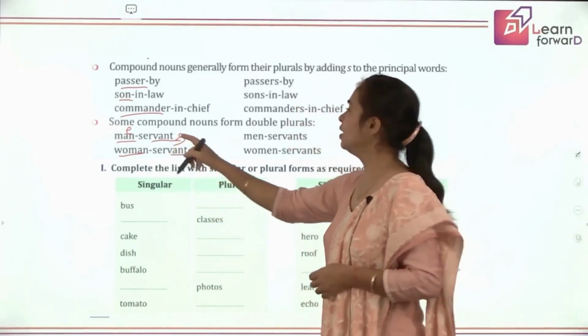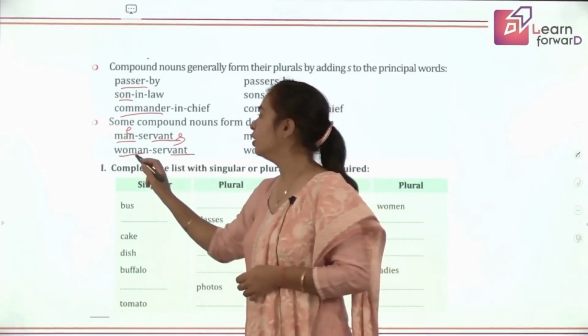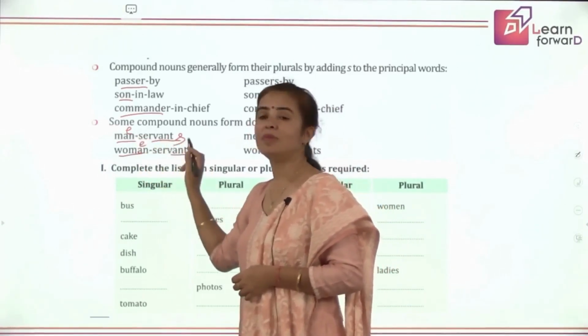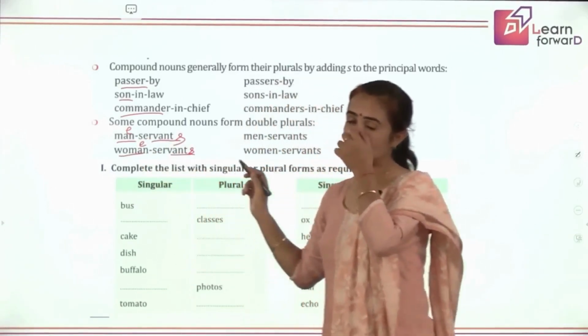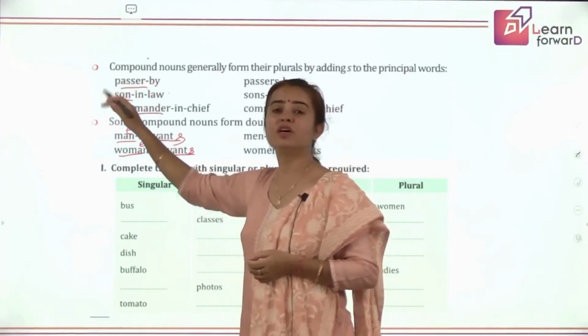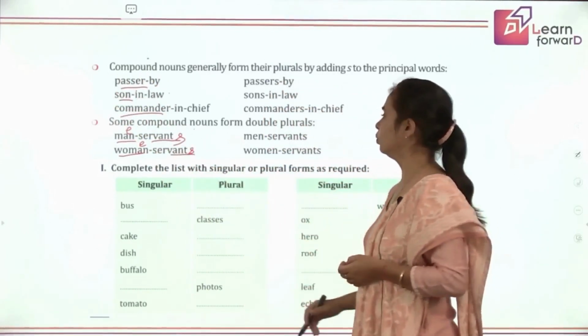So it will be men servants. Woman servant will become women servants. So we are making both the words in such compound nouns plural. Here we have just made the first word plural, and here we are making both of them plural.